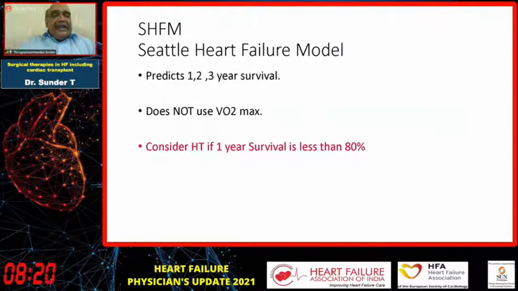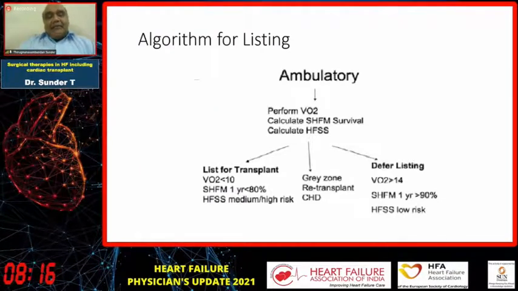If the survival is less than 80%, you think about transplant. So if there is an ambulatory patient, you can calculate the Seattle Heart Failure survival score. If the survival is less than 80%, think of a transplant. If it is more than 90%, he's doing good, don't do a transplant.